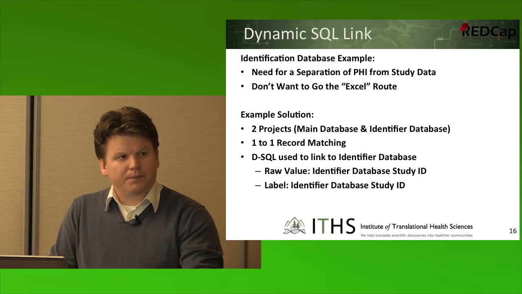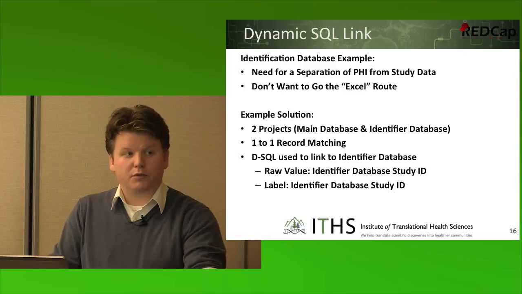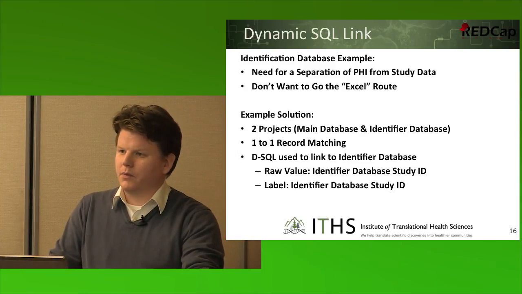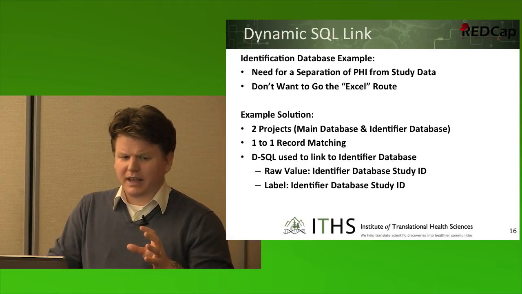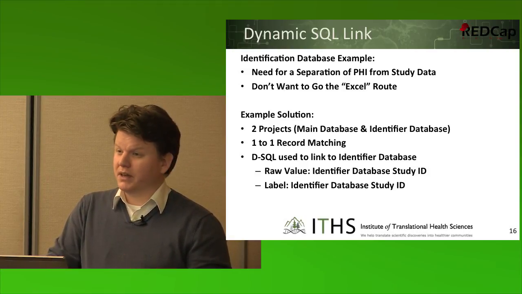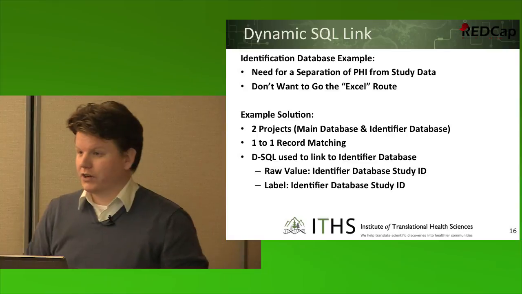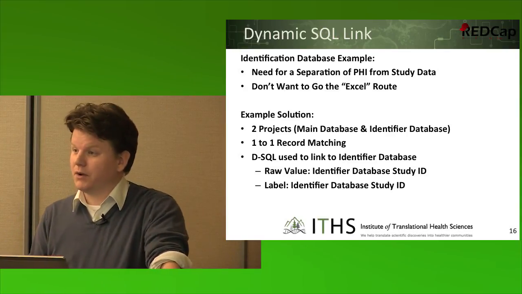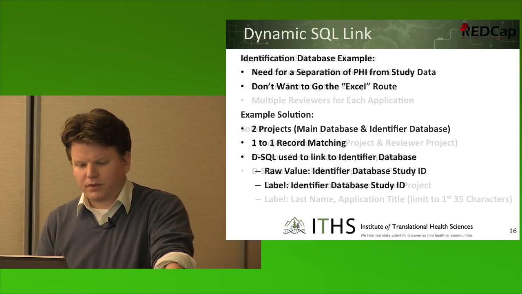So for this particular project, we just used the same value for both the raw value and the label, so identifier. That way they could strictly restrict access to the identity database to just a PI and a monitor. And for the main database, there were a bunch of research coordinators and students working on that. So they safeguarded the privacy of their patients that way. So that's a really cool way of using it too.